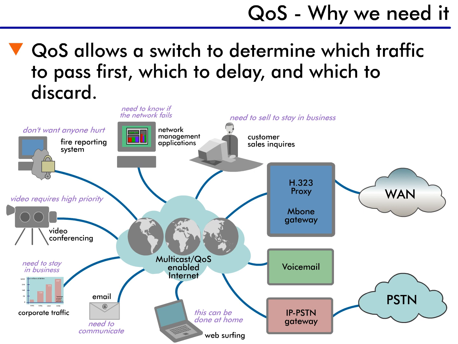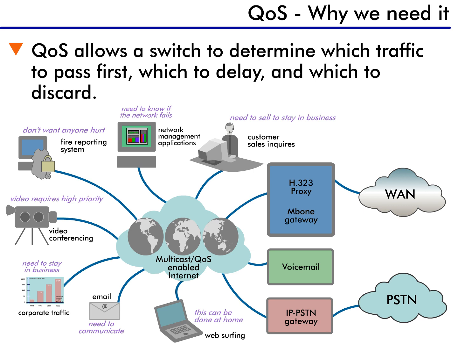Let's imagine a network in which we have the following types of traffic. There's email, video conferencing, fire reporting system, network management applications, customer sales inquiries, web surfing, and normal corporate traffic. So, to what of these applications do I give priority? Well, once again, it depends on the company's needs. Here's just one example of a QoS priority assignment.